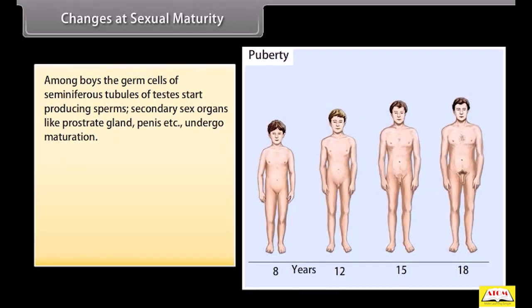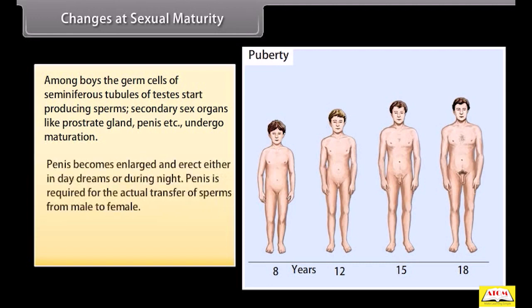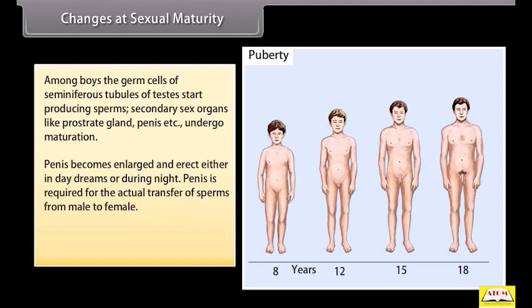Among boys, the germ cells of seminiferous tubules of testes start producing sperms. Secondary sex organs like prostate gland, penis, etc. undergo maturation. Penis becomes enlarged and erect, either in daydreams or during night. Penis is required for the actual transfer of sperms from male to female. There is also broadening of shoulders, deepening of voice, increase in height, etc.